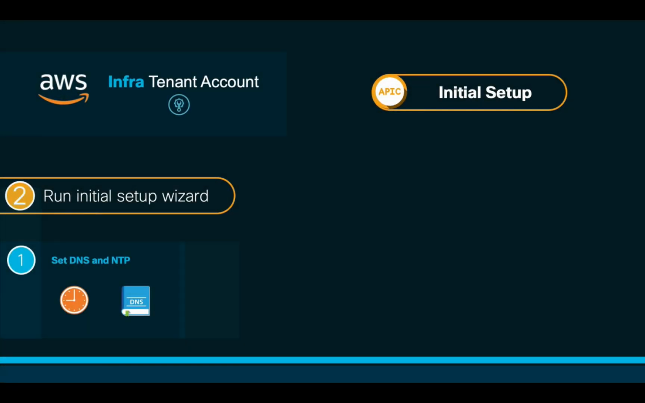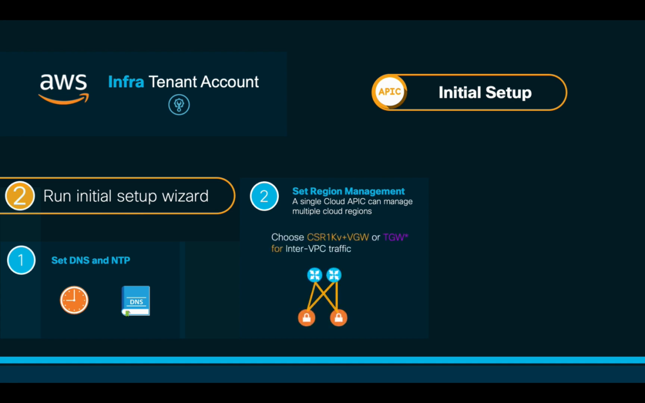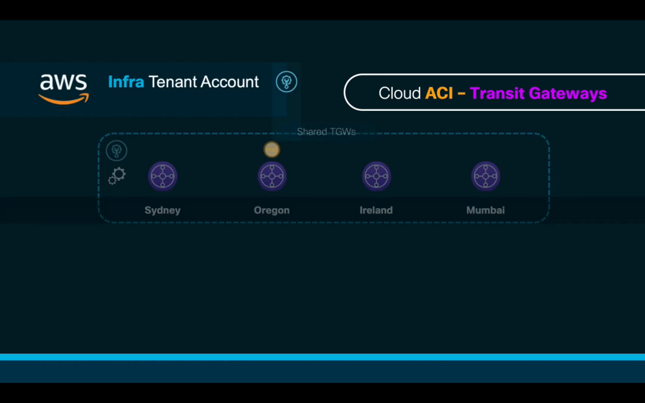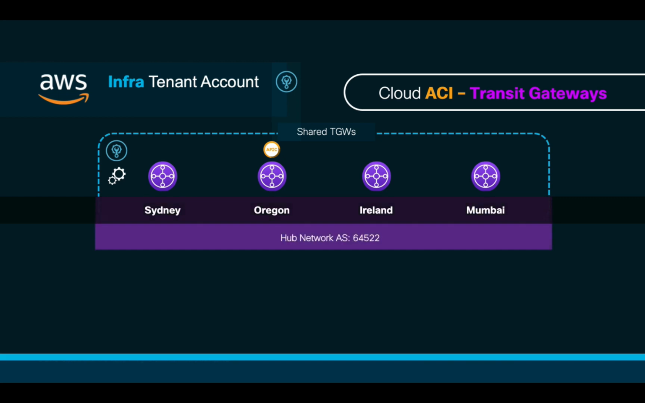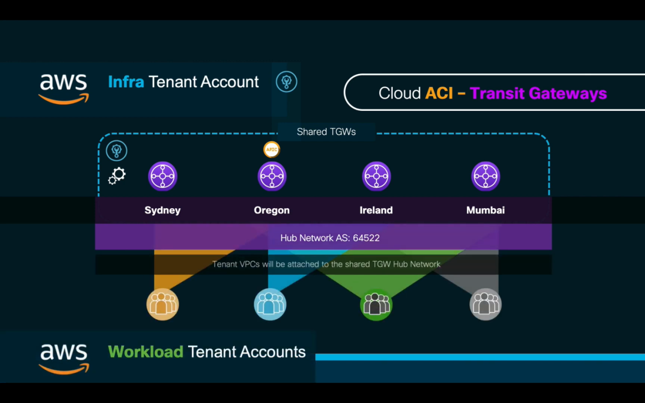As we mentioned before, we will first choose which connectivity method we want to use for inter-VPC traffic, whether hub and spoke with CSR1000Vs and BGWs, or transit gateways. If you choose transit gateways, ACI will automatically create a couple of TGWs on each region you select, only in the infra account. This is known in ACI as the Transit Gateway Hub Network. As you may remember, transit gateways will require an autonomous system number, so we will need to specify one. All the tenants you create in Cloud ACI will use and attach to these common transit gateways to communicate.